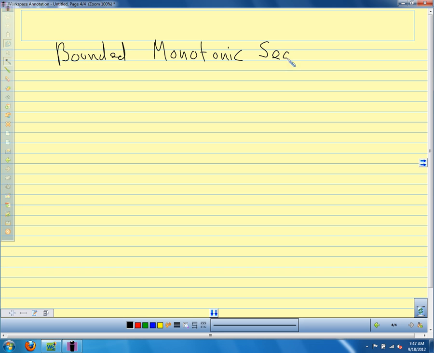Does that mean that they're both bounded and monotonic? Or are they two, bounded converge and monotonic? Both conditions have to be true. They have to be bounded and they have to be monotonic. So if a sequence is bounded and monotonic, then it converges.